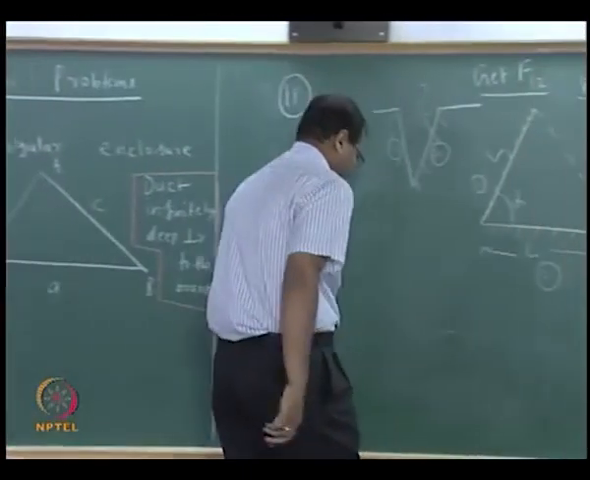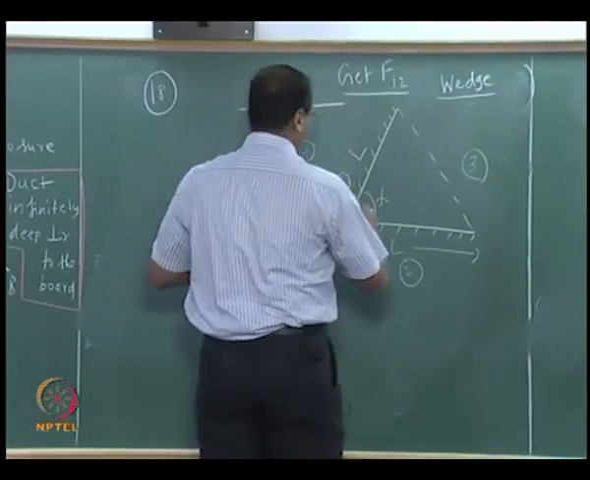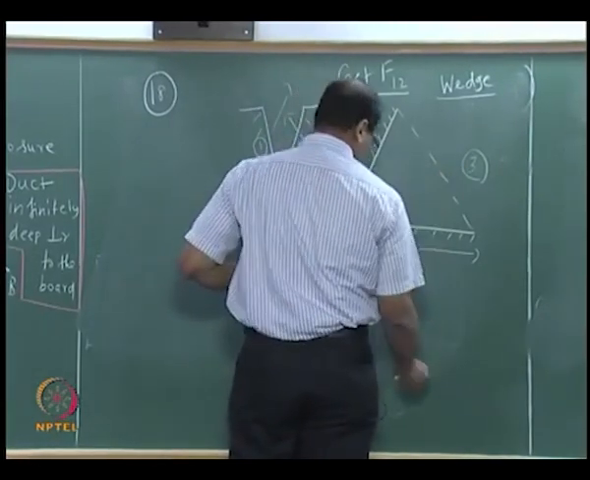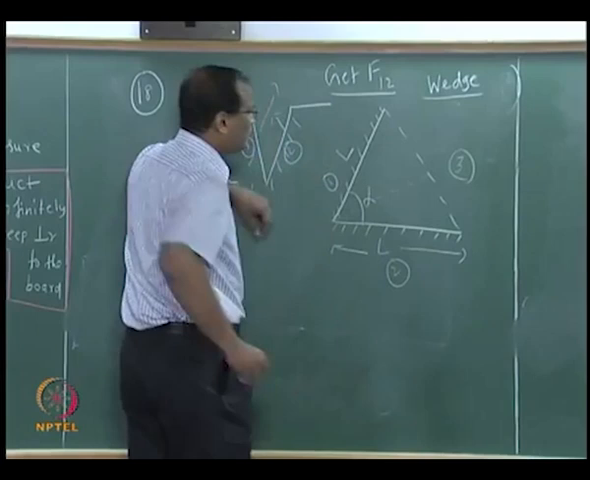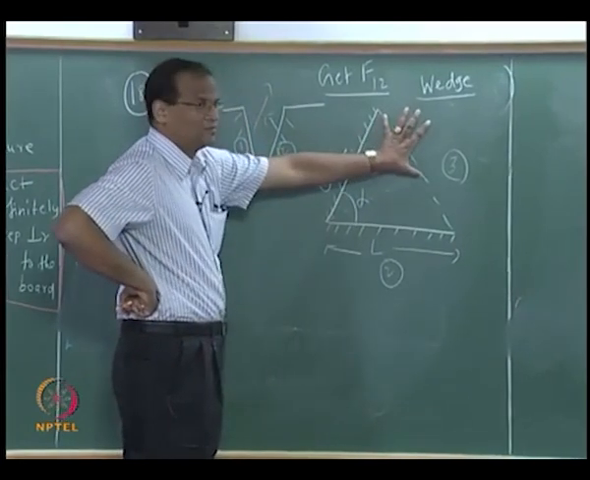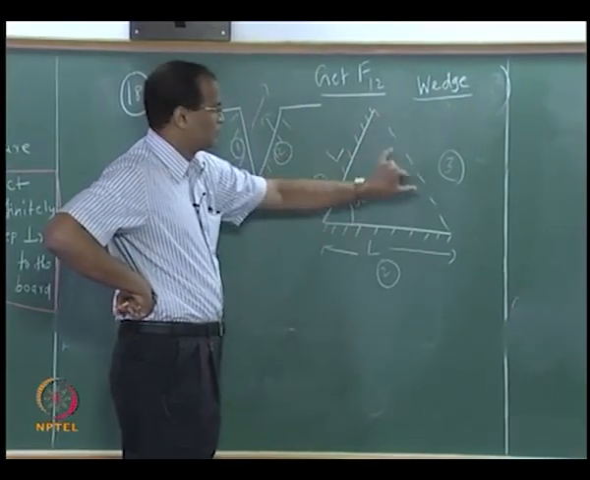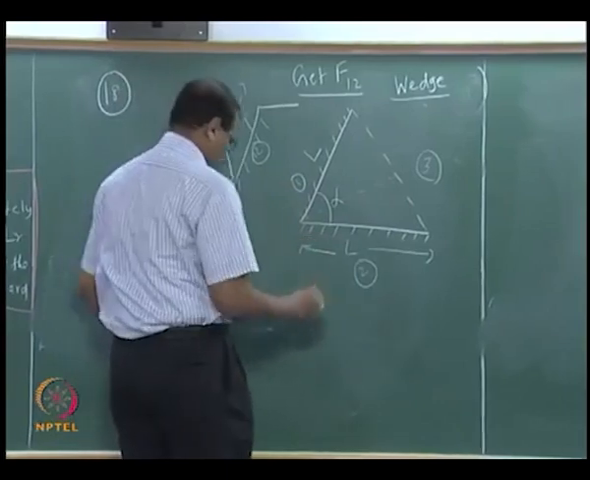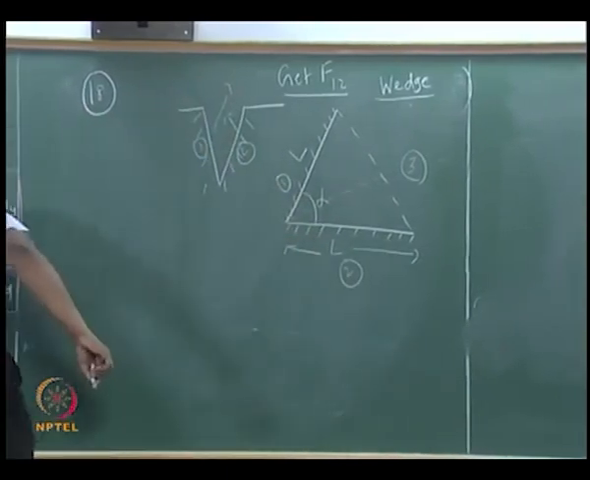So, I will put a dotted line here. What is this? This is alpha by 2, no?